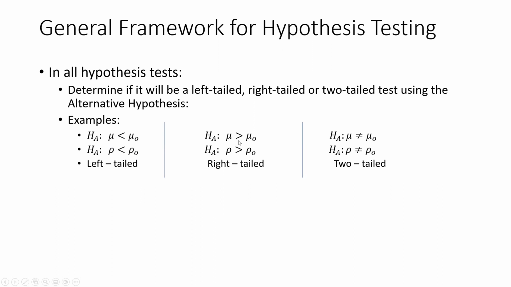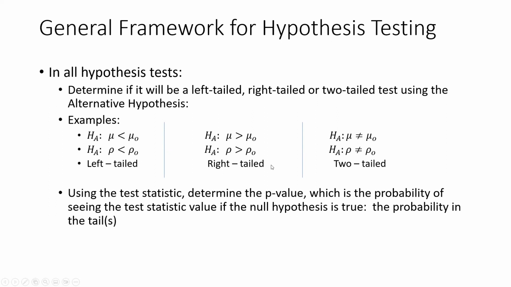On the other hand, if your alternative is that your average or proportion is greater than some established number, this is a right-tailed test. And there's also the situation where your alternative is that they're just different. You're not claiming that it's greater than that number or less than that number. You just want to know if it's different than the number. So in this case, it's the population mean or the population proportion being not equal to some value.